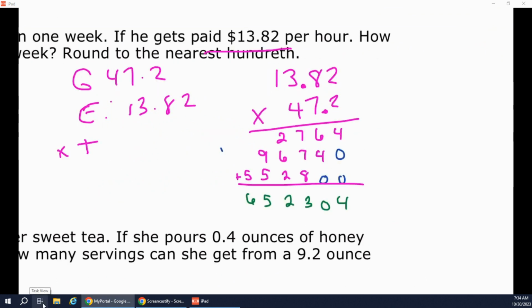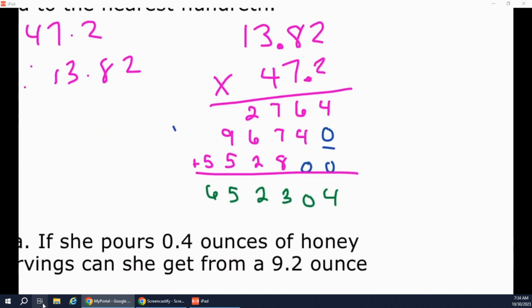So I did the multiplication: 13.82 times 47.2. A couple things I want to point out to you real quick. You see these blue zeros here? Anytime I move over, like I did my 2, and then I moved over a place value, I need to add that 0 because it's a place value holder. And you can see as my last one, I have 2 zeros because I moved over 2 place values, 1, 2. That's why I have to have 2 zeros.